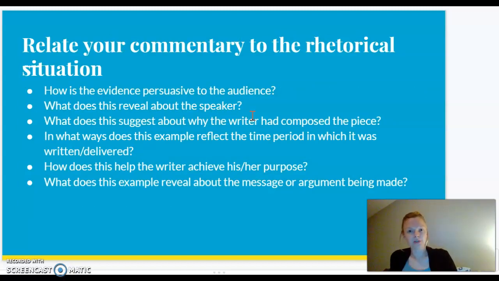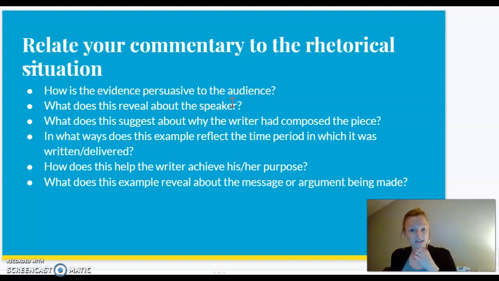Okay, so this is back to another kind of commentary or more questions to ask yourself. If you're wanting to relate your commentary to the rhetorical situation, you should ask yourself, how is the evidence persuasive to the audience? What does this reveal about the speaker? What does this suggest about why the writer had composed the piece? And whenever it says this, it's referring to your evidence.